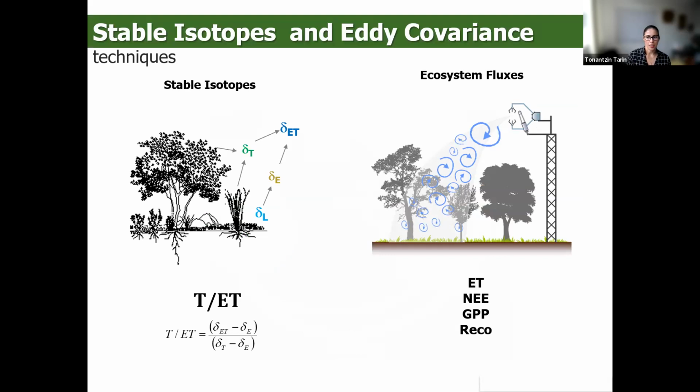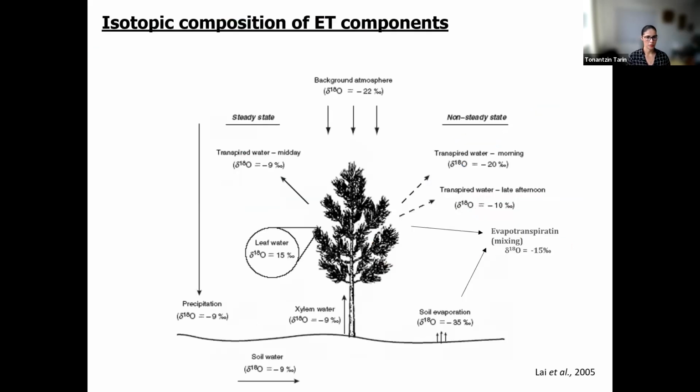That being said, we have to combine the two different techniques. While the eddy covariance technique carries a direct measurement of ET over the ecosystem canopies, with isotopes we can know the fraction of the vegetation by applying this mass balance equation in delta notation.